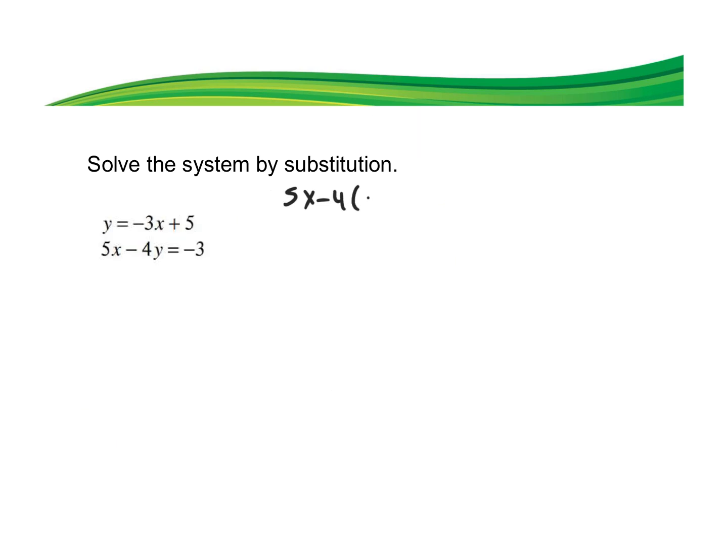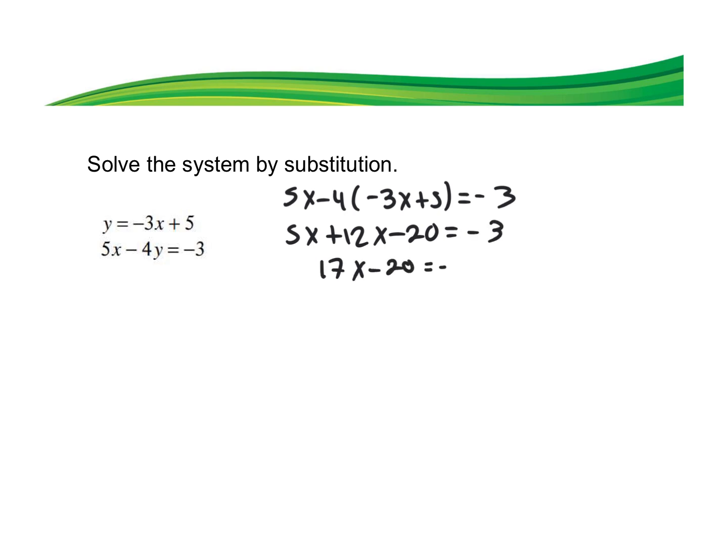5x minus 4 times negative 3x plus 5 equals negative 3. 5x plus 12x minus 20 equals negative 3. 17x minus 20 equals negative 3. Add the 20 on both sides, and I get 17x is equal to 17. I get x is equal to 1.